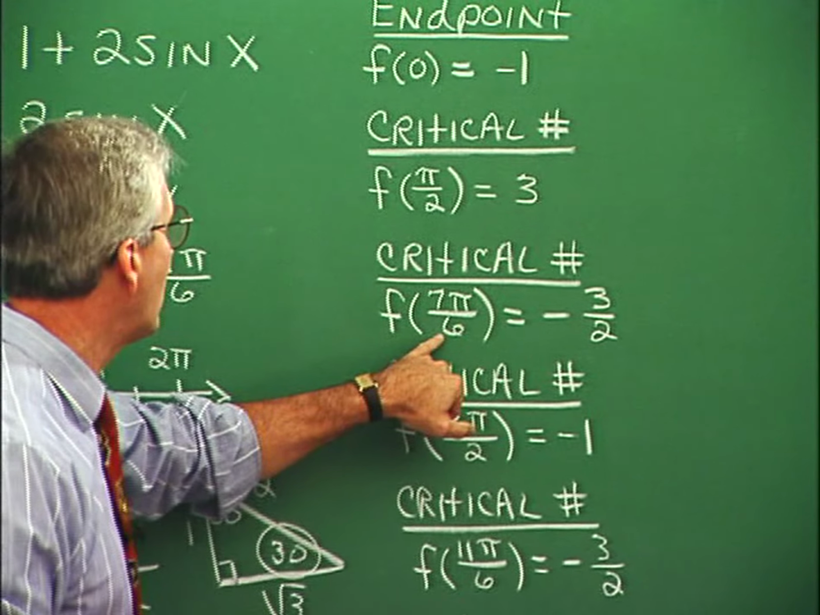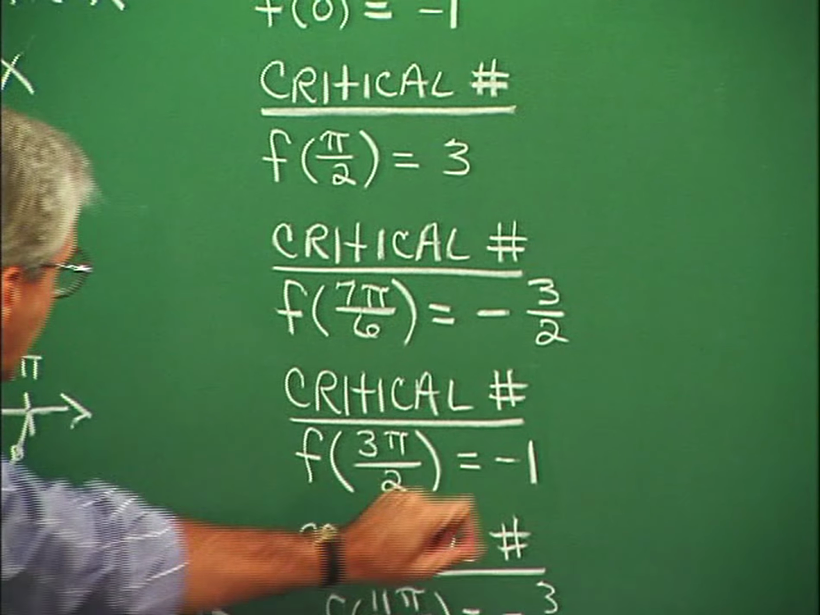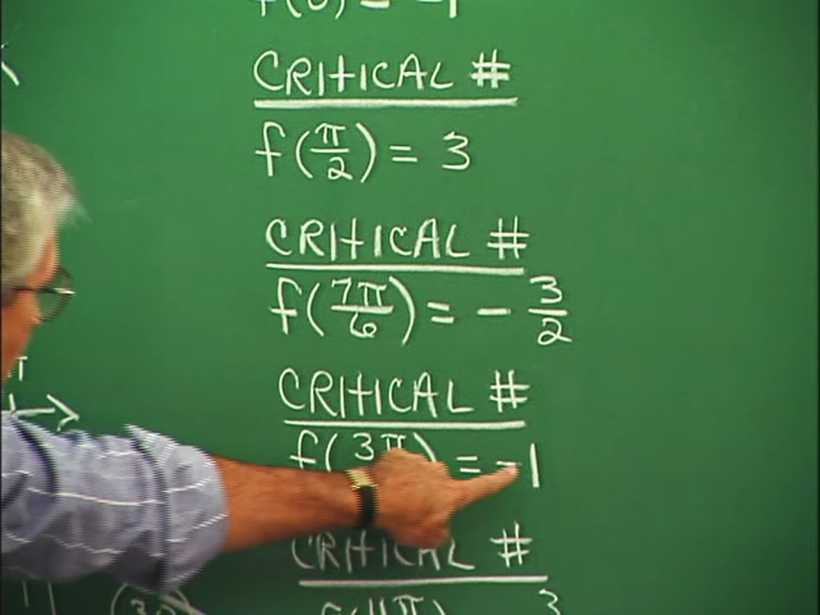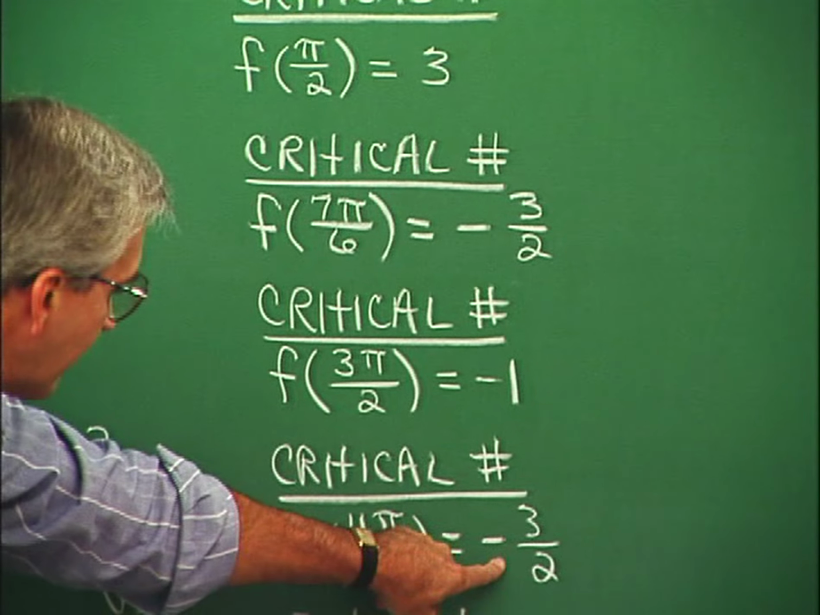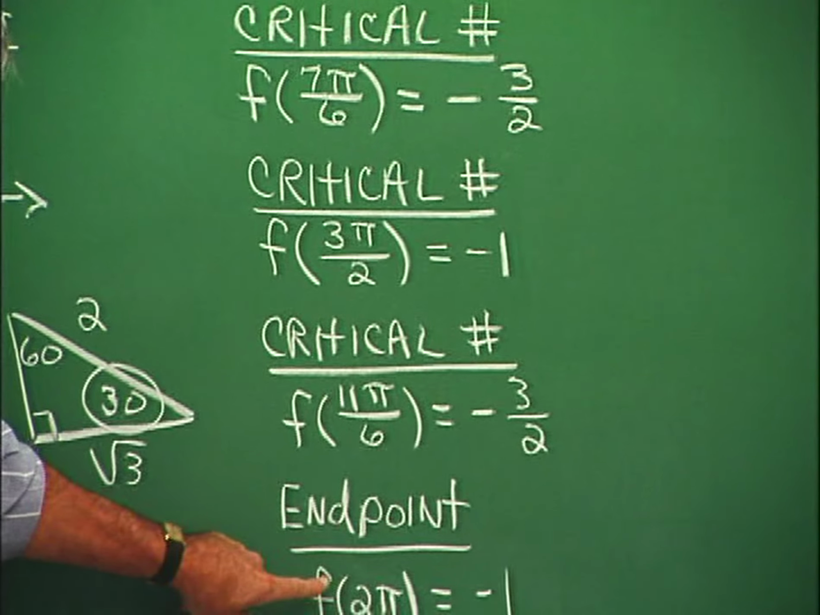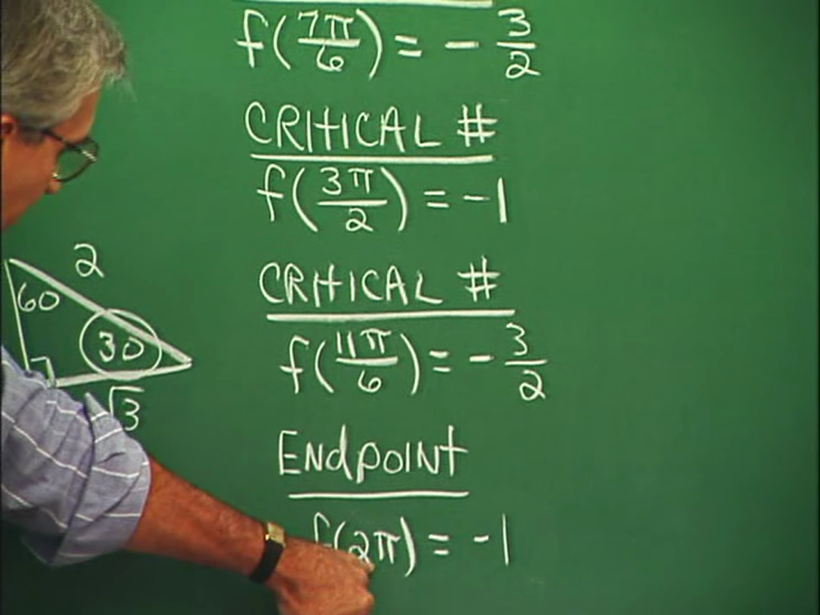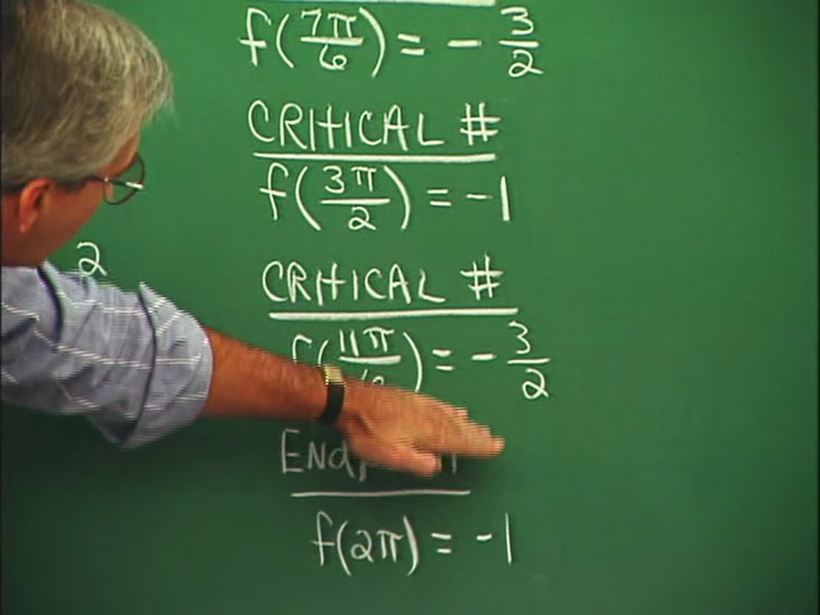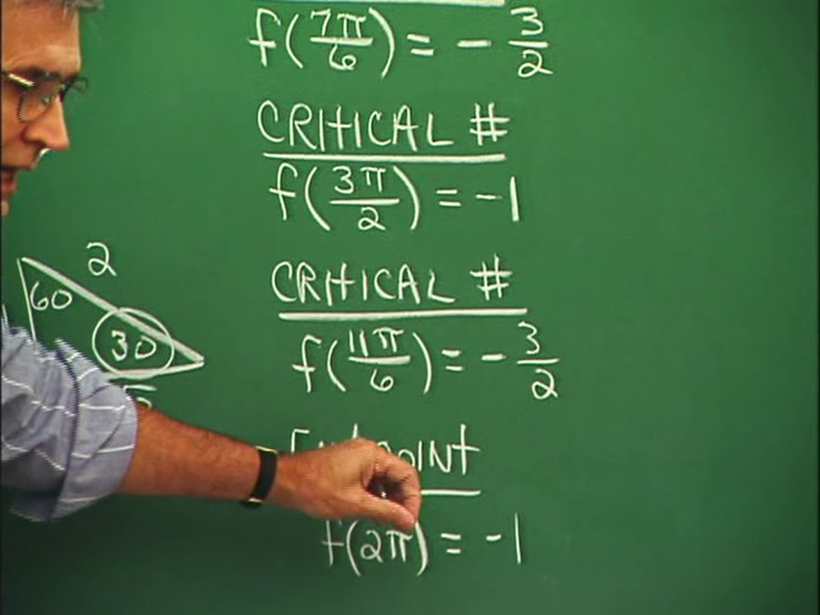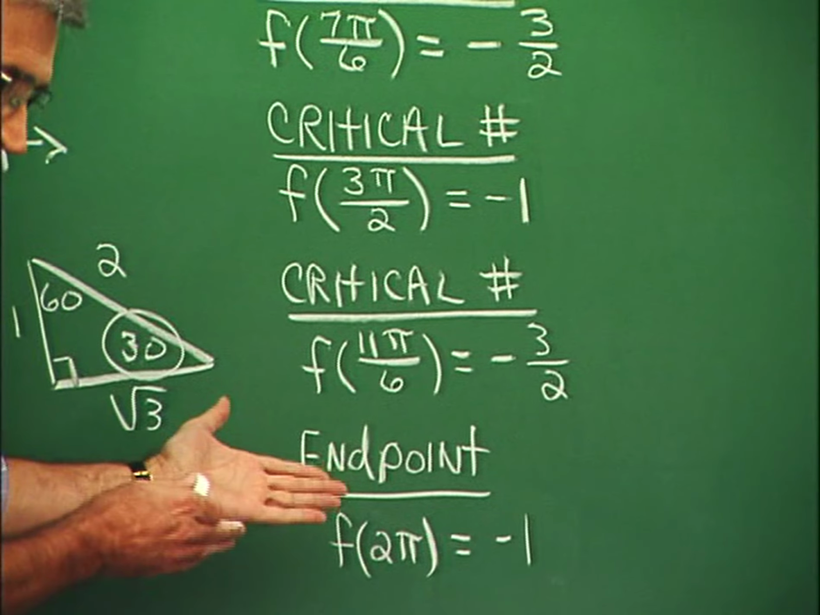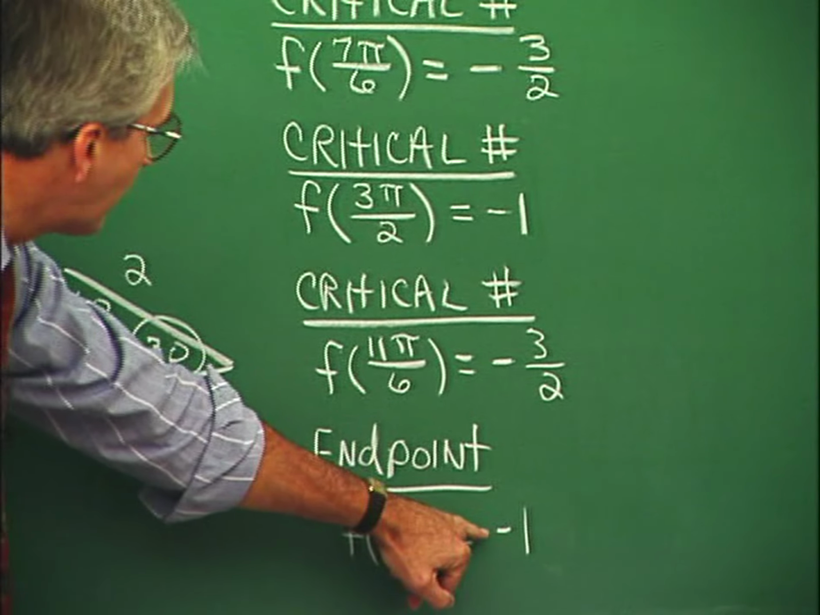F of 7 pi over 6 turns out to be -3 over 2. F of 3 pi over 2 is -1. Then f of 11 pi over 6 is -3 over 2. And the other endpoint finally we get to is f of 2 pi is -1. Now we're looking at these functional values, and if we're trying to identify max and min, we're looking for both of the smallest and largest values for that function.